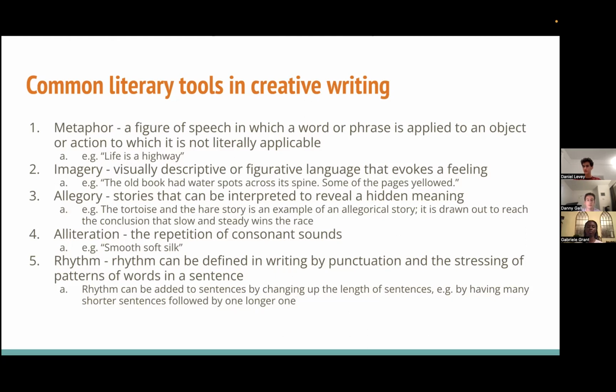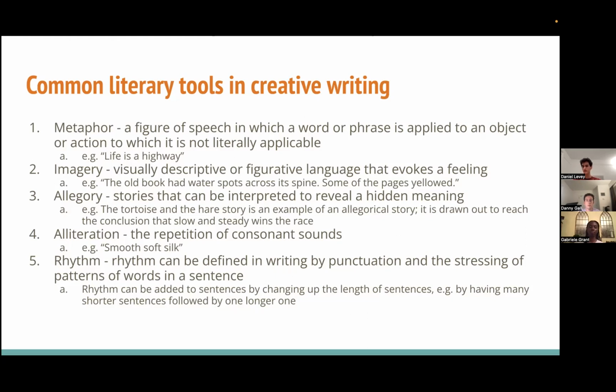Another important tool is imagery, or visually descriptive or figurative language that evokes one of the five senses. One example sentence shown on this slide is, "The old book had water spots across its spine. Some of the pages yellowed." This sentence plants an image in your head, and it makes the description of the book much more vivid.